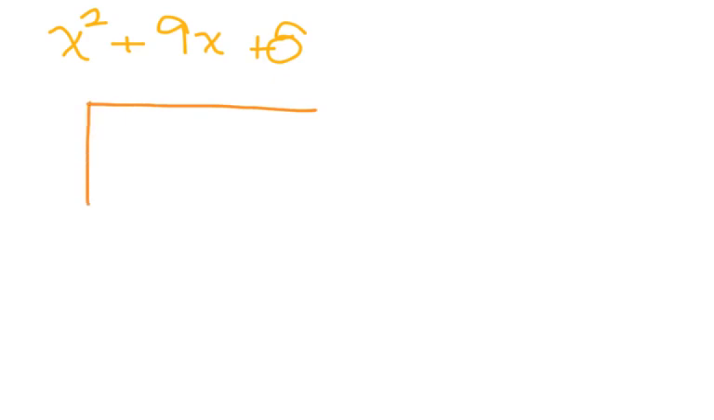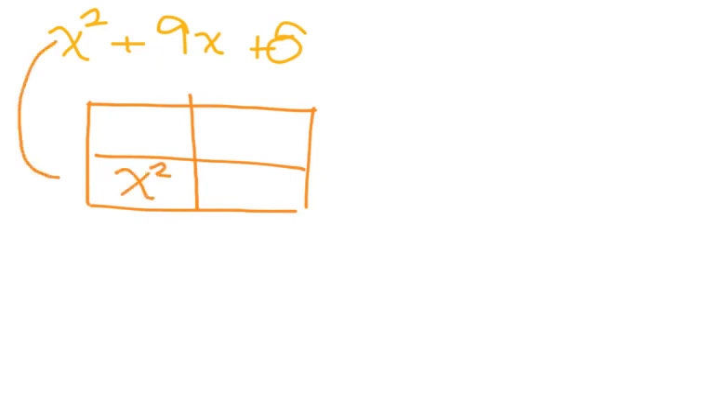So for this one, we have x squared plus 9x plus 8. And again, the very first thing I am going to do is draw a rectangle. And in my rectangle, I'm going to make 4 rectangles within it. The very first term, x squared, goes in my lower left-hand corner of my box. I'm also going to take my constant term and it's going to go right there in the upper right-hand corner. So I'm going to write 8.